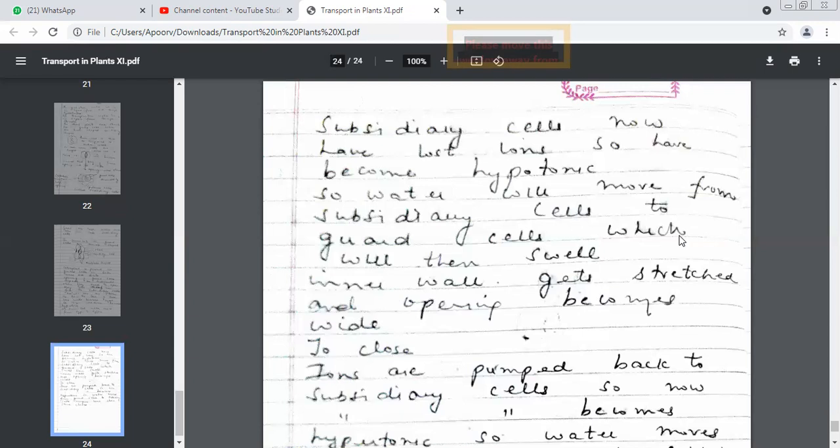And water always moves from hypotonic to hypertonic. That means from guard cells to subsidiary cells. So your cell has become turgid or flaccid? Flaccid. In flaccid condition, there is no endosmosis. Which is the process now? Exosmosis. Yes, it is exosmosis. And that curve that we had in the lining will now not be there. So the cells will come back to their original position and your stomata will close.